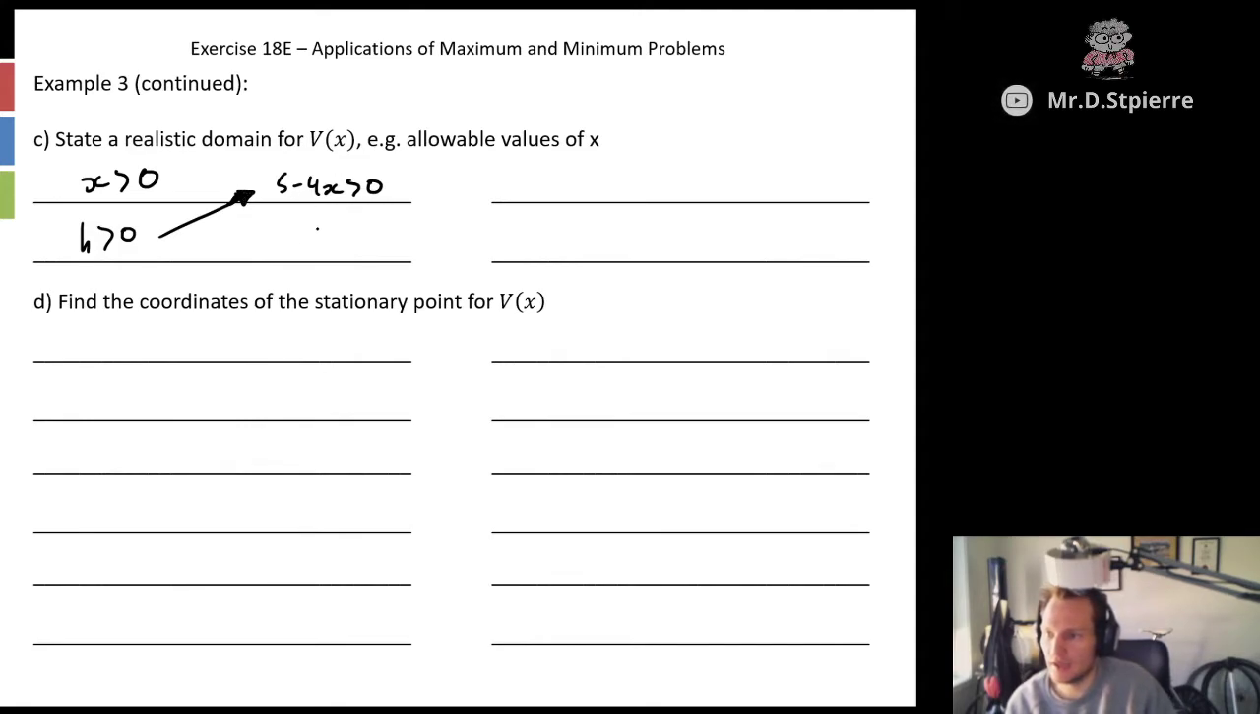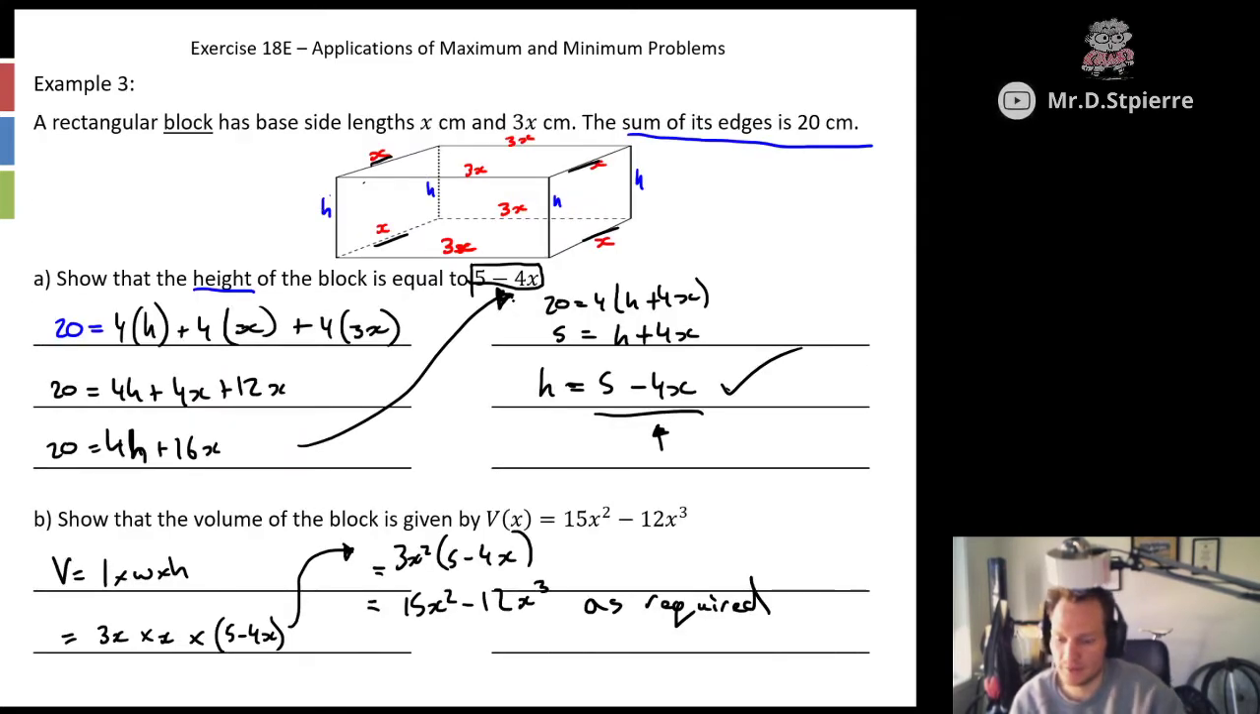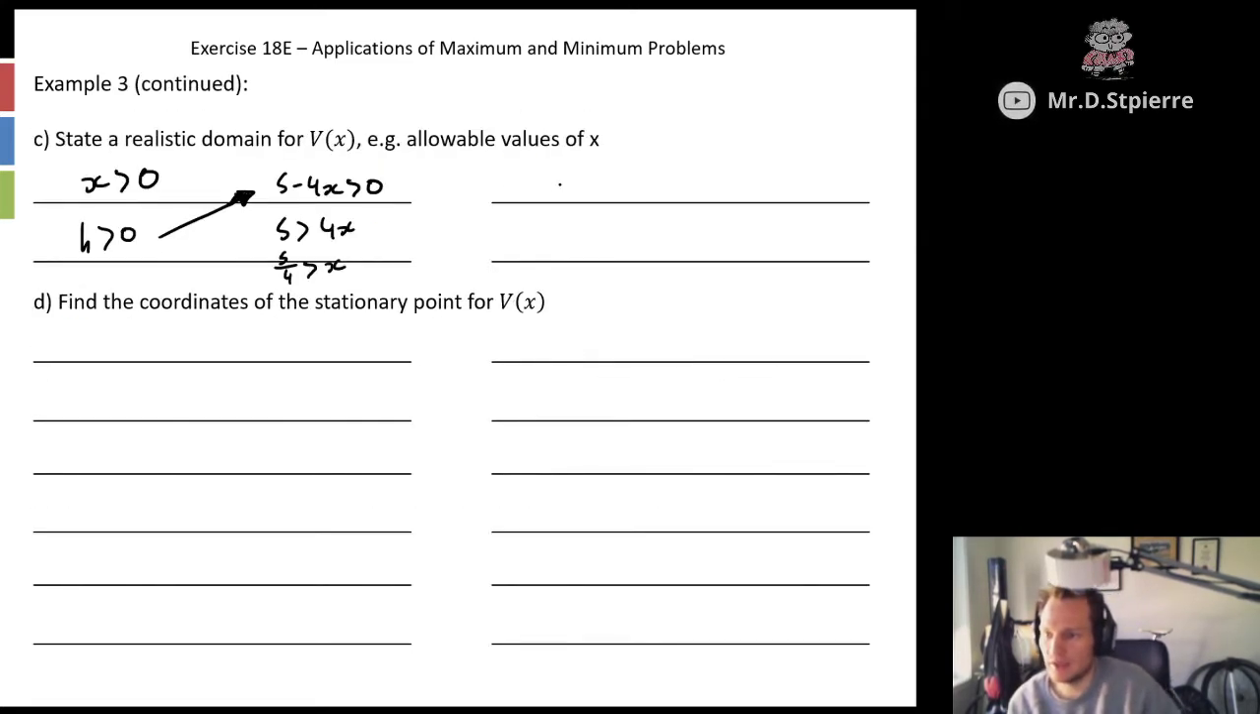So we can add the 4x, so we can say 5 must be greater than 4x, so 5 on 4 must be greater than x. So we now have x must be less than 5 on 4, just by doing that substitution and rearranging, because of the requirements of the height. So we can now see that x must be greater than 0, what we talked about.